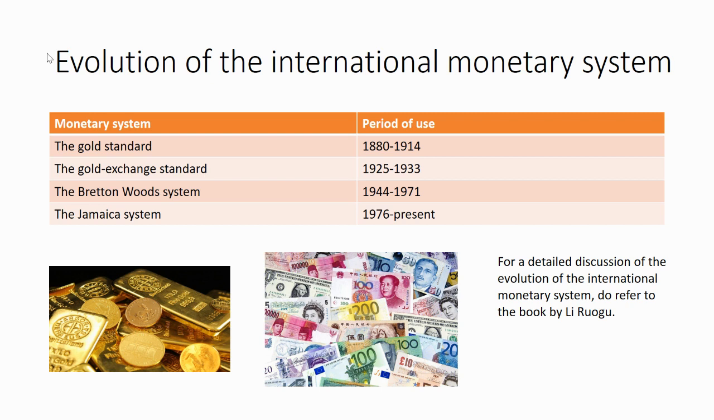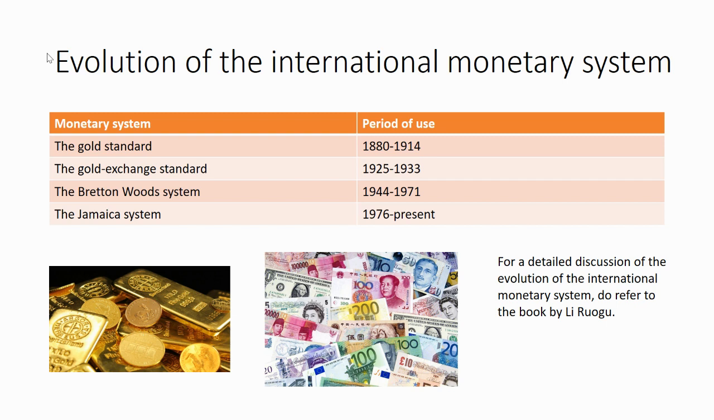So let's begin. This chronological order was presented in the book by Li, and it started off with the gold standard, followed by the gold exchange standard, and then the Bretton Woods system, and then finally the Jamaica system. I'll be talking about these four systems in detail in the rest of this presentation, starting with the gold standard. Of course, before the gold standard, there were other monetary systems in use.